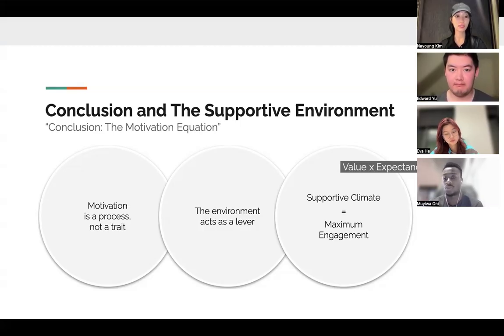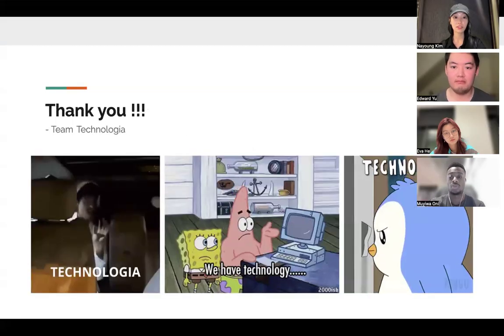So by identifying these levers, we can help our students stay hyper-focused and energetic, just like they are with the projects that they love.